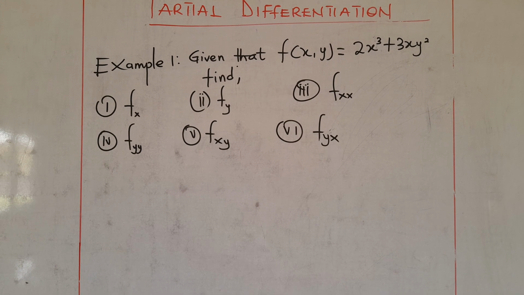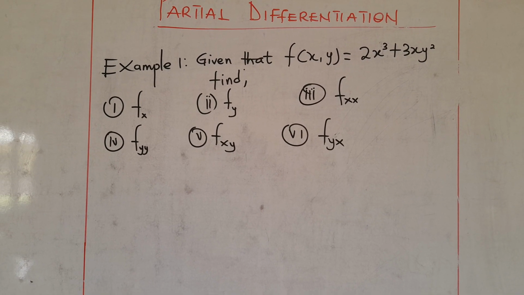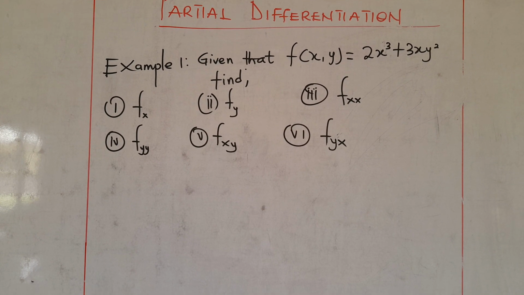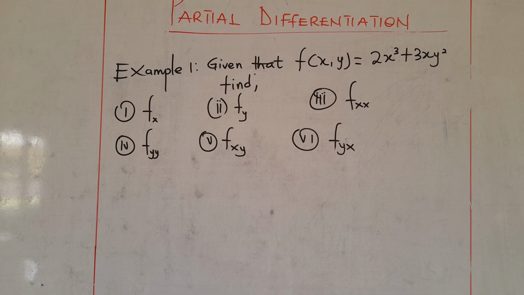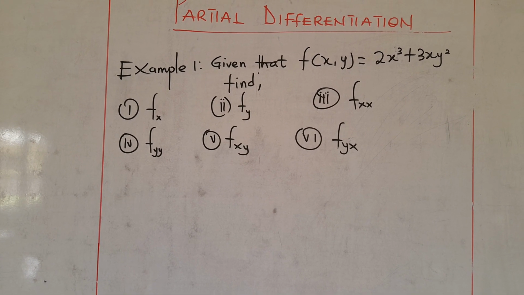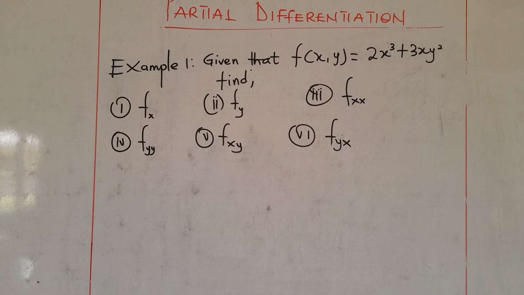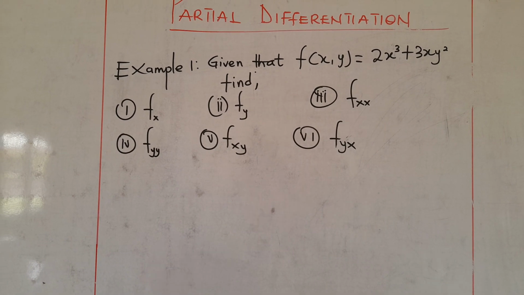Partial differentiation of the function with respect to x, then with respect to x again. Then partial differentiation of the function with respect to y, then with respect to y again. Then v, the partial differentiation of the function with respect to x, then with respect to y. Then vi, the partial differentiation of the function with respect to y, then with respect to x. So how do we do that?